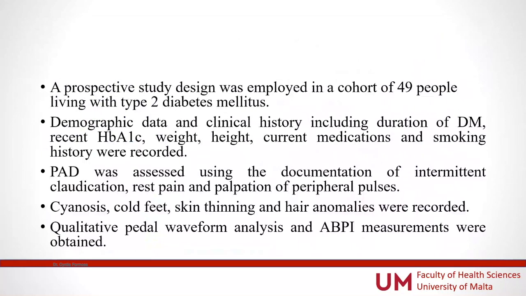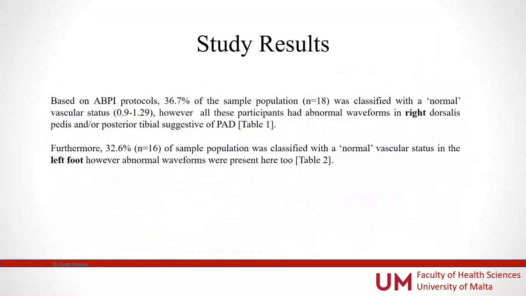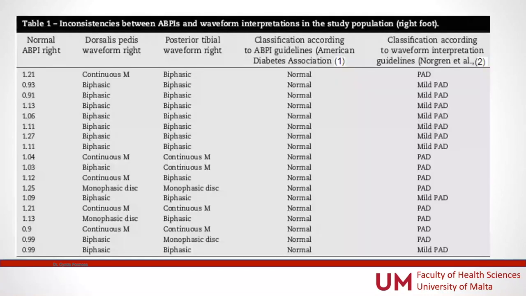PAD was assessed using the documentation of intermittent claudication, rest pain, palpation of pulses, and, as I said, pedal waveform analysis and ABPIs were measured. And again here, if you look at these 2 tables, if one looks at the ABPIs, one can say that using the American Diabetes Association classification, a clinician would have diagnosed those patients with normal ABPIs.